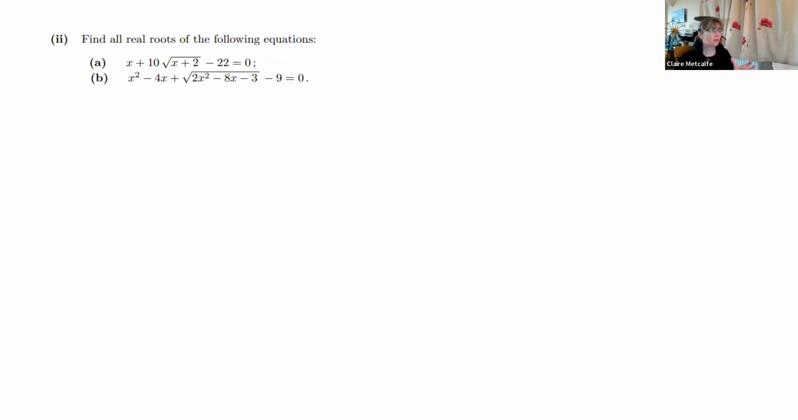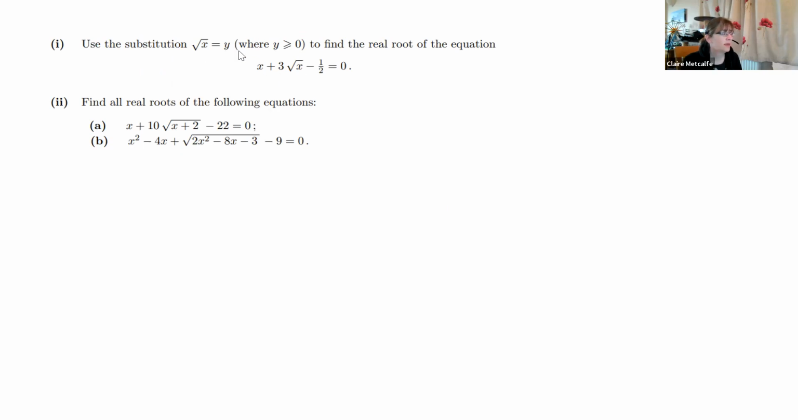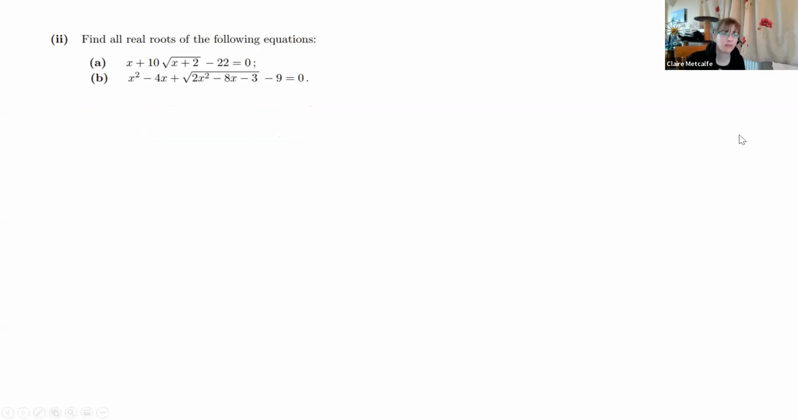Okay, so we'll assume that we're maybe doing the same sort of thing as before. If we compare this to the previous part, we used the substitution root x equals y to try and deal with this. Let's try and do something similar here and make y equal to root x plus 2. So for part A, we're going to let y equal root x plus 2. And again, y is going to have to be positive.